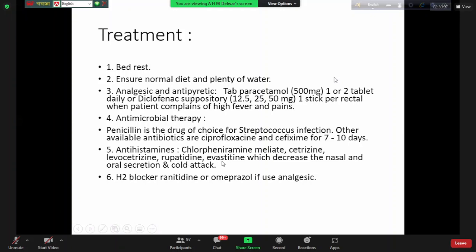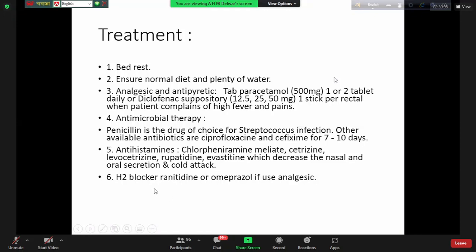Antihistamine. There are many antihistamines. When the tonsil is infected, there is secretion coming out from the salivary glands and other mucous glands, so you should control it. Antihistamines are chlorpheniramine maleate, cetirizine, levocetirizine, rupatadine and ebastine, which decrease the nasal and oral secretion and the cold effect.